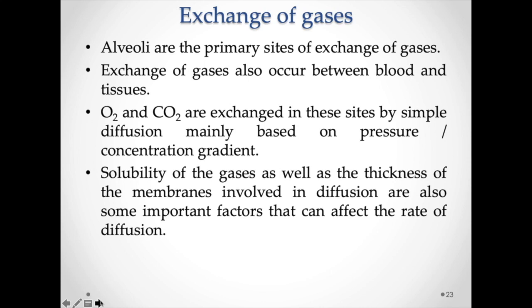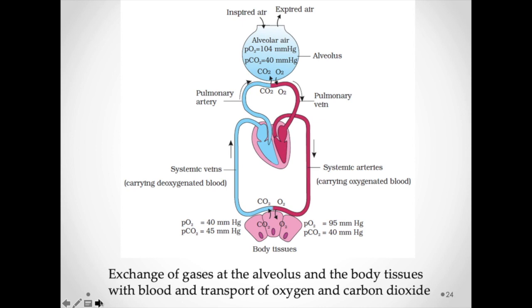Exchange of gases. Alveoli are the primary sites of exchange of gases. Exchange of gases also occurs between blood and tissues. Oxygen and carbon dioxide are exchanged in these sites by simple diffusion, which is mainly based on the pressure concentration gradient. The solubility of the gases as well as the thickness of the membranes involved in diffusion also play a very important role in the process of diffusion.